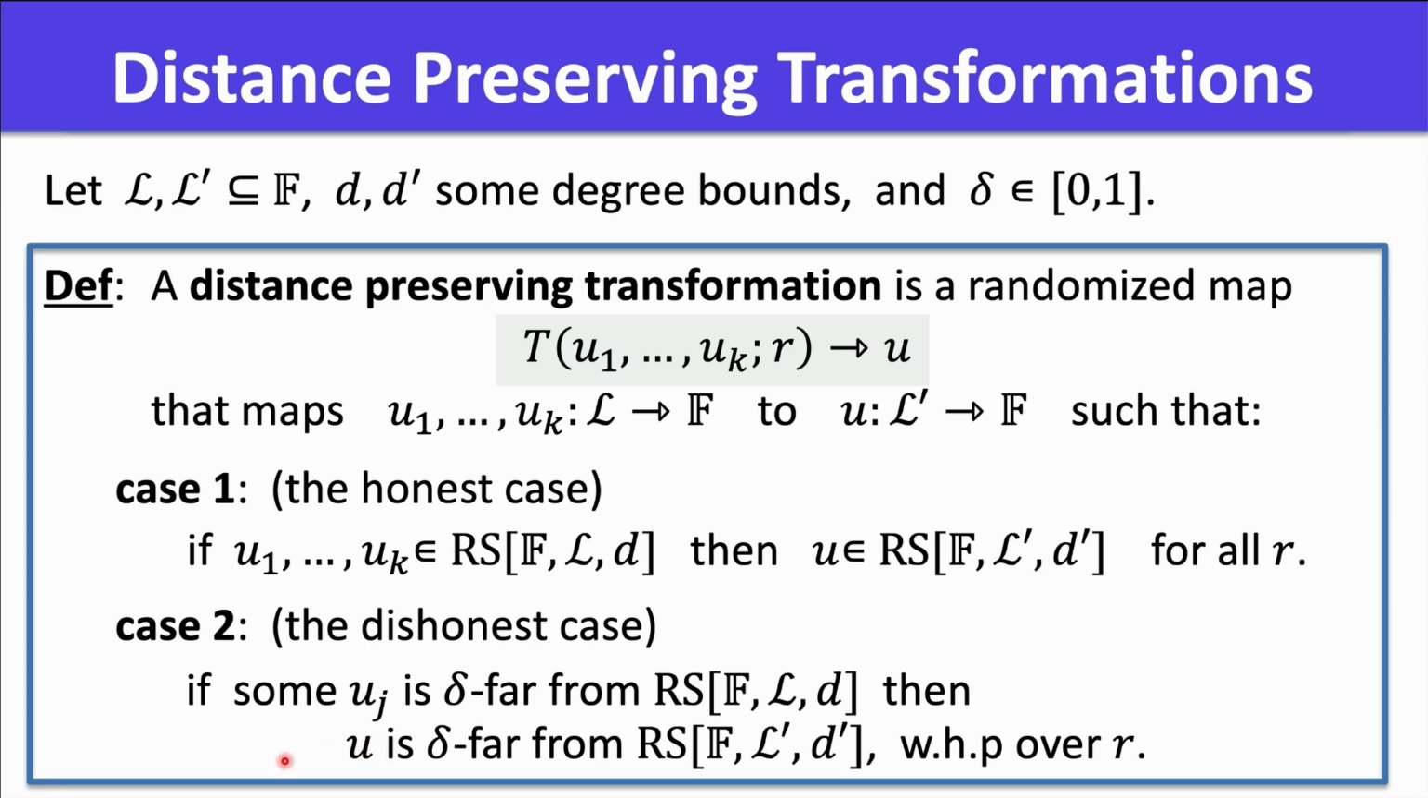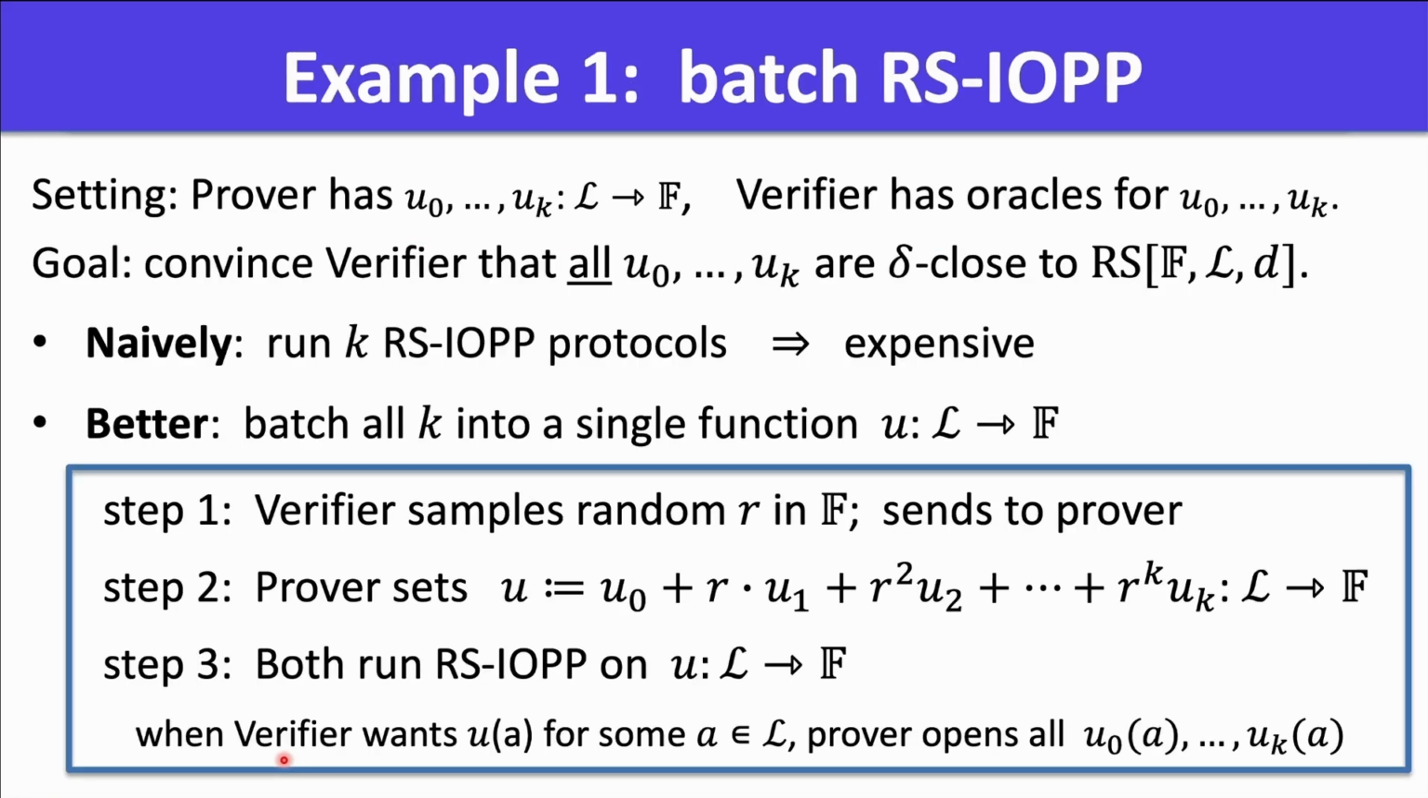So I want to give you two examples of distance-preserving transformations. These are critical examples for what's coming. So let's start with the first one. The first one is what we call batch Reed-Solomon IOPP, where the prover is committed to a bunch of words u0 to uk, and it wants to convince the verifier that all of them are delta close to a Reed-Solomon code. The naive way to do it is basically to run the Reed-Solomon IOPP for each one of those committed words, but that would require k Reed-Solomon IOPPs. We'd like to do something that's much better, and we do that by batching them into a single function u, and then we're just going to run the RS-IOPP once on this word u.